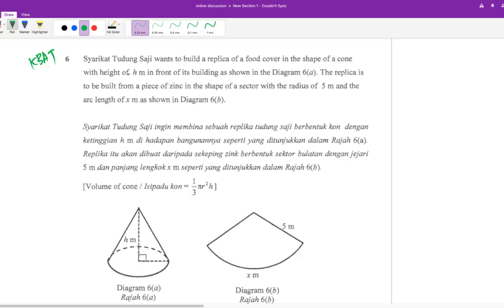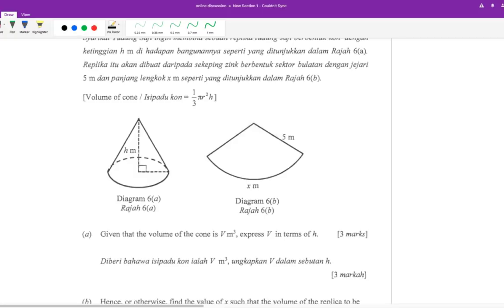Syarikat Tudung Saji wants to build a replica of the fruit cover in the shape of a cone, with the height h, in front of its building as shown in diagram 6a. The replica is to be built from a piece of zinc in the shape of a sector with radius 5 meter and arc length x. Given the volume, express V in terms of h.